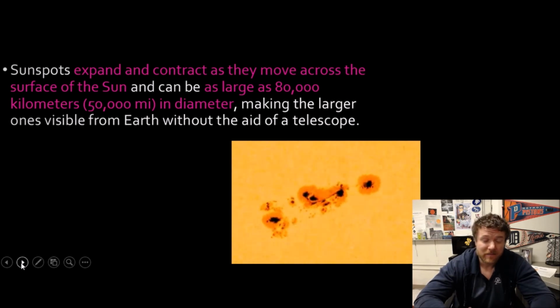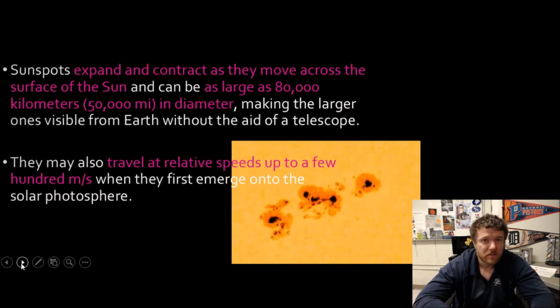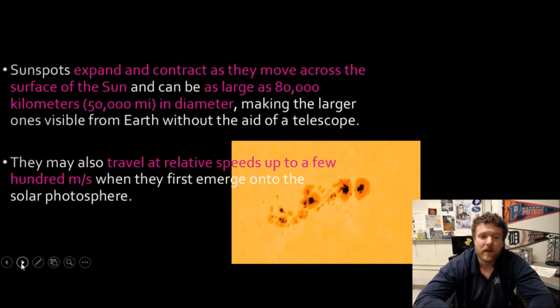They can get up to about 80,000 kilometers in diameter. The Earth is about 6,000. So they can be 7, 8 times bigger than planet Earth. As they move, they also go pretty fast, moving a couple hundred meters per second, which is faster than a bullet. So these are huge, huge phenomena that are moving very, very fast.